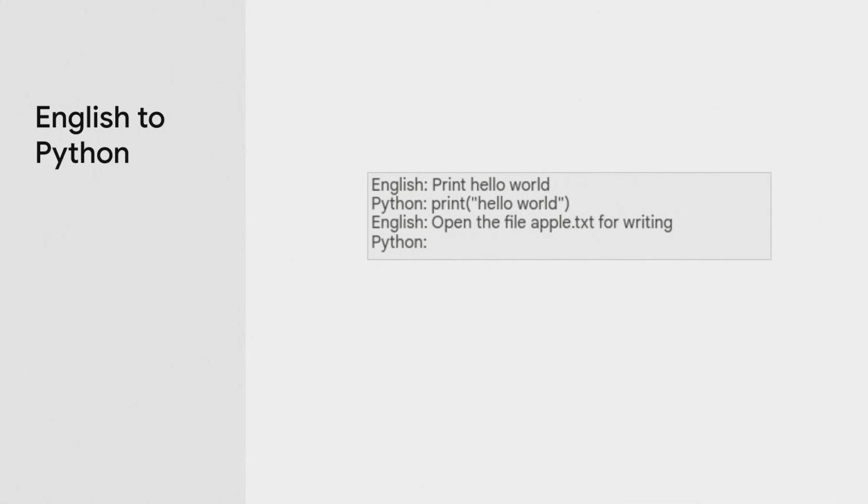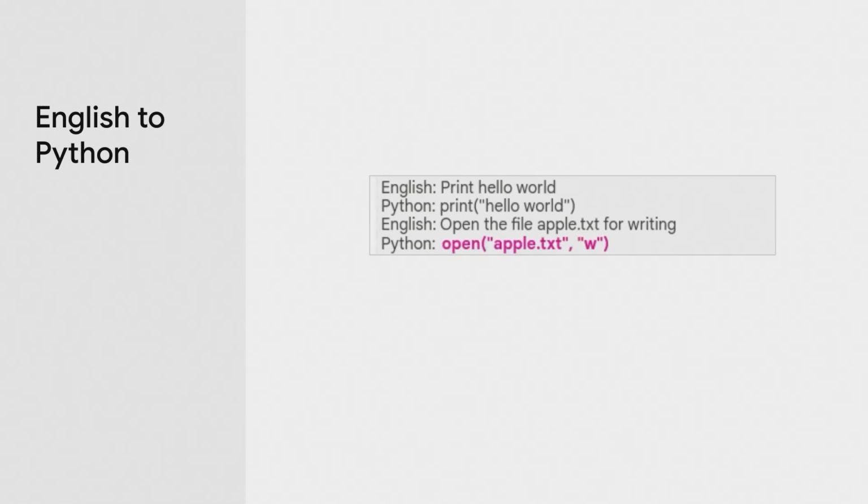I could write English: print hello world, Python: print hello world, English: open the file apple.txt for writing, and then Python: . And again, if I send that to a large language model, I'm likely to get the correct Python code for opening up a text file for writing to it. You note it has the correct flag of W to indicate that you want to open the file for writing.